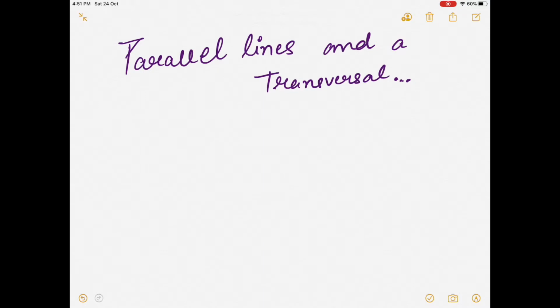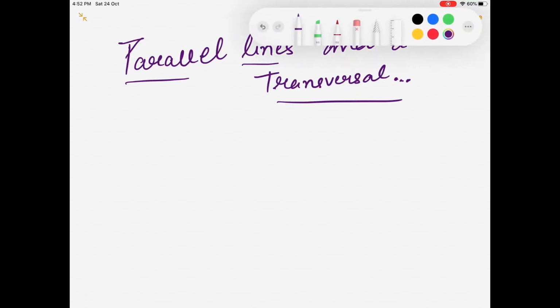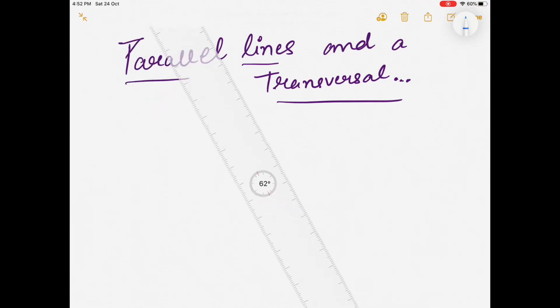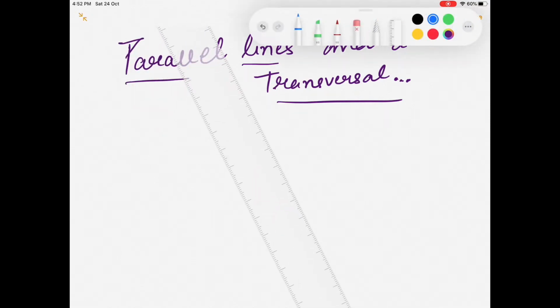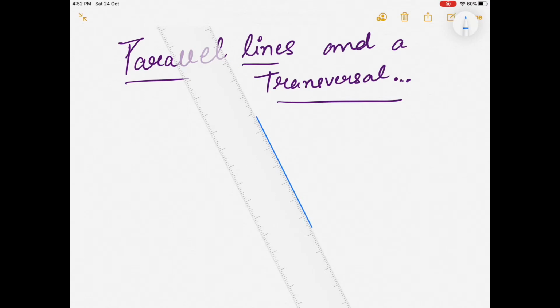Today in this video we are going to understand the concept of parallel lines and a transversal intersecting these two parallel lines. So recall that a line which intersects two or more lines at distinct points is called a transversal. Okay, it is called a transversal. Now line L, if I draw a line like this, line L. Now here is line L.